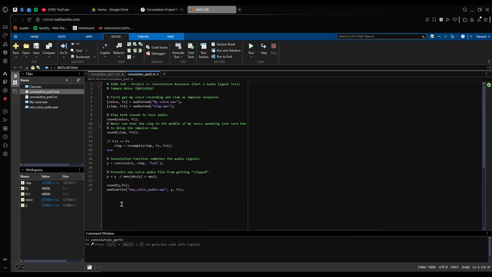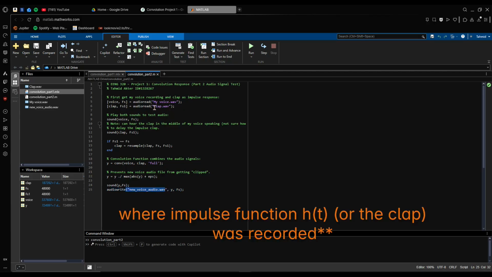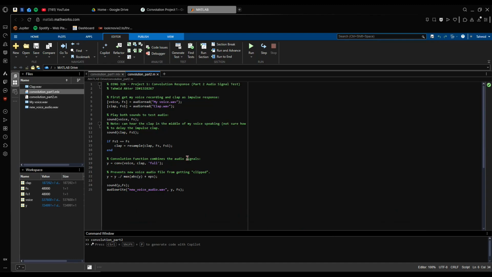Compared to the original voice file, the new voice sounds as if it was recorded in the same environment, or same system, where our impulse function was taking place. This matched what I expected, and it showed how we can accurately recreate a system. It really uses the same math that we used in part 1, only this time instead of drawing it, we can actually hear it.